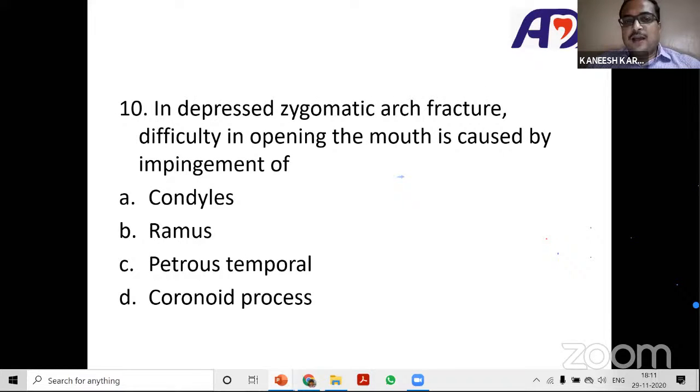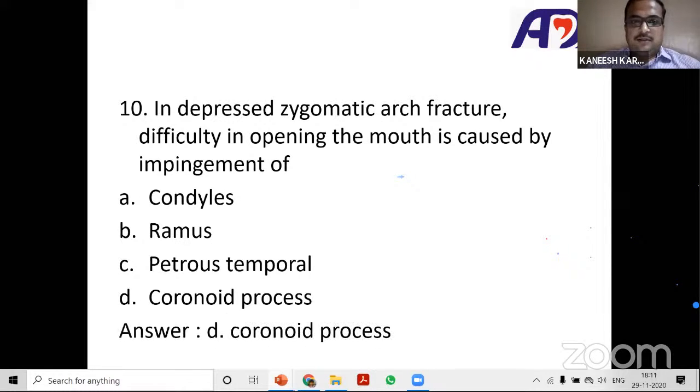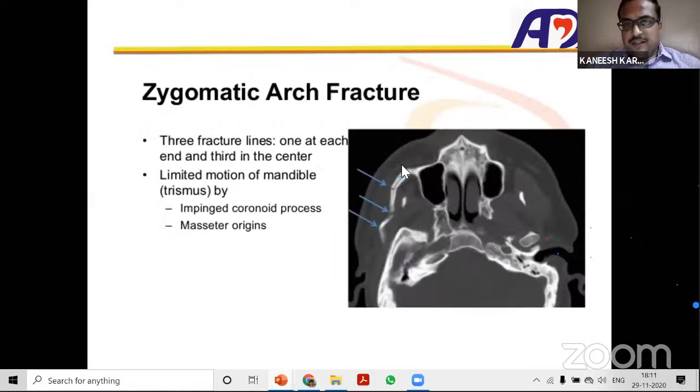In depressed zygomatic arch fracture, the difficulty in opening the mouth is caused by the impingement of, yes, exactly, coronoid process. Okay. See here, there is the fracture of the zygomatic arch and it impinges into the coronoid so that the mouth opening is restricted.